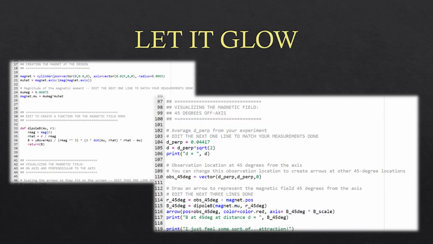There's more setup involved for setting the scene of our simulation, but these two pictures show the biggest portions of our code. The left picture shows our function dipole B. This function takes in a value of magnetic moment mu and observation location r and calculates the magnetic field produced. With this function and our experimental values of magnetic moment and perpendicular distance, we can replicate our experiment and calculate the expected values for the magnetic field given these parameters.